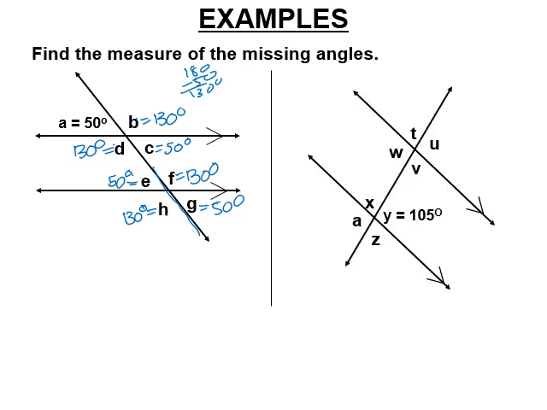So fill in these. Well, A's got to be 105. It's vertical to the Y. X must be what? 75. I almost wrote 85. 75 degrees because it has to add up to 180. Z has to be 75. And you have to get the exact same pattern up here.